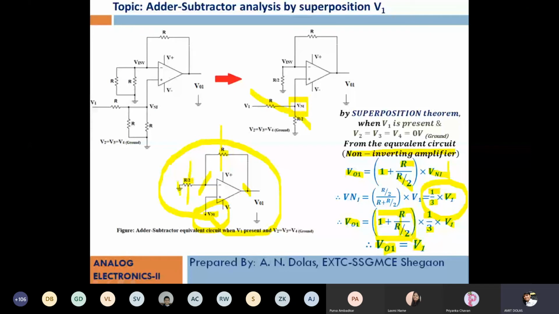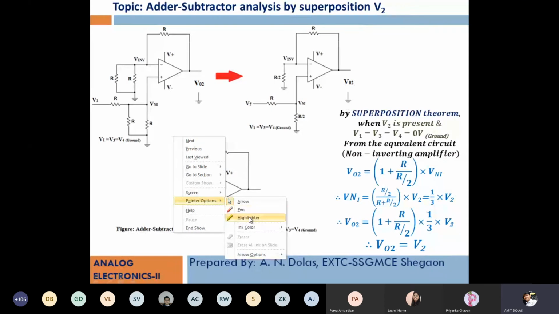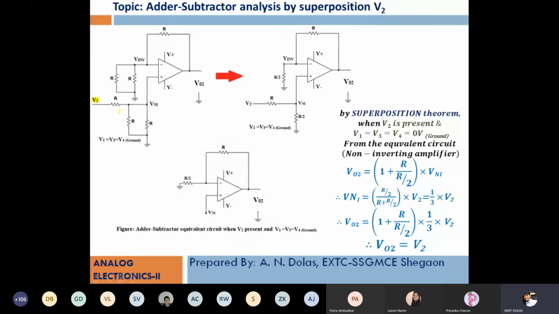Similarly, I'm looking at the effect of source V2. I'll go fast here because it was already discussed in detail in the previous slide. For the effect of V2, I'll calculate VNI. I'll take the parallel values of these resistances, which are R by 2 and R by 2 here. We'll calculate the non-inverting terminal voltage simply by the voltage divider rule, that is R by 2 divided by R plus R by 2, into V2. So the non-inverting voltage comes out similar, because the circuit is symmetric. There's no change in resistance. All the resistances are equal.